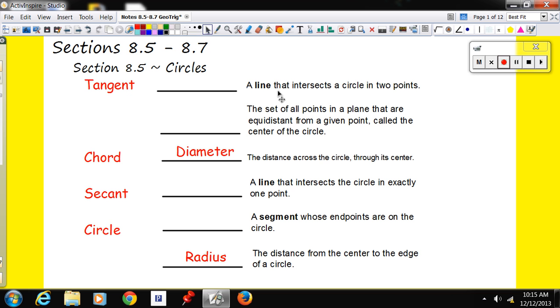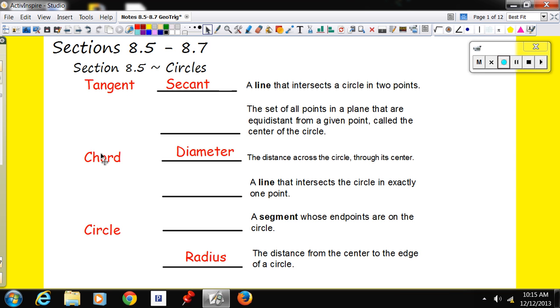Like a line that intersects a circle in 2 points. That is a secant. Yes, a secant is a line that intersects in 2 points. A line is telling us that it goes on past the circle. If it was a line segment, then it would end on the circle, but this is a line, so it goes past.